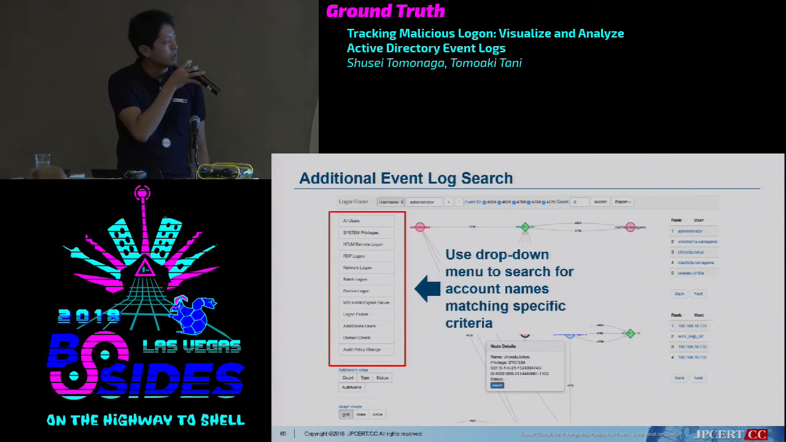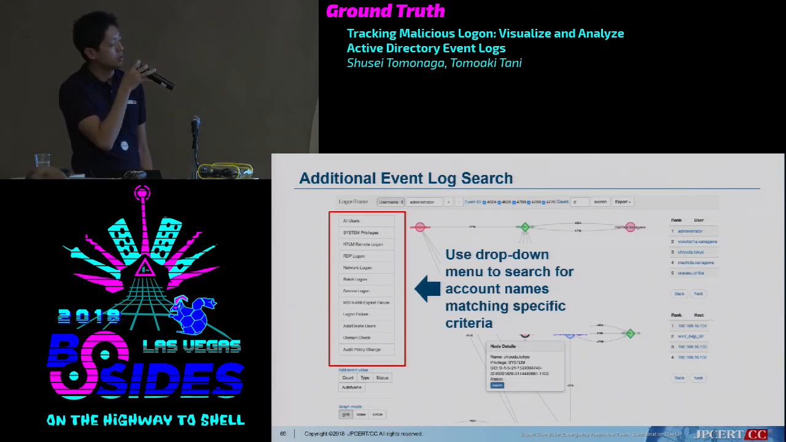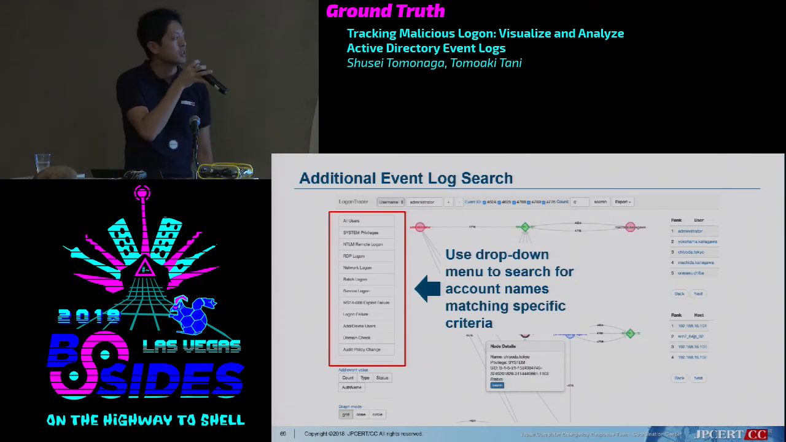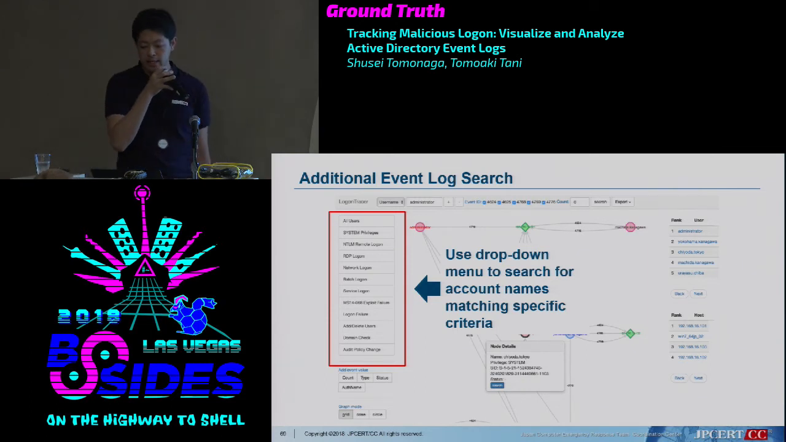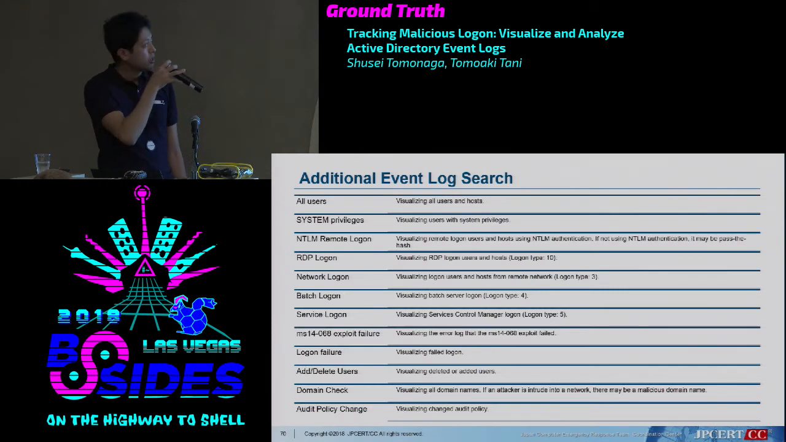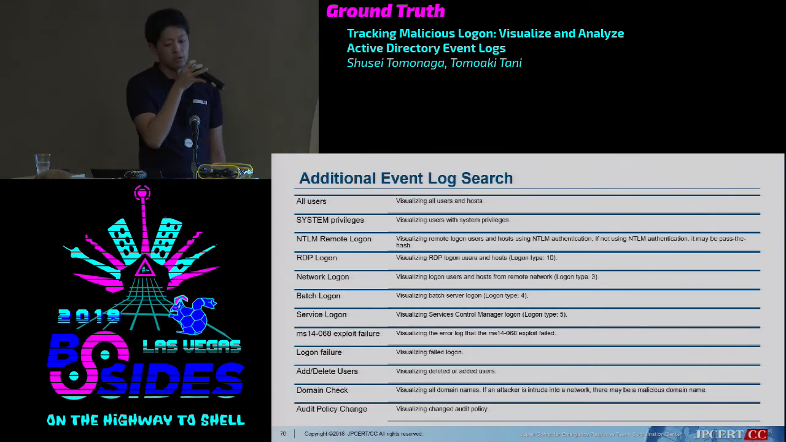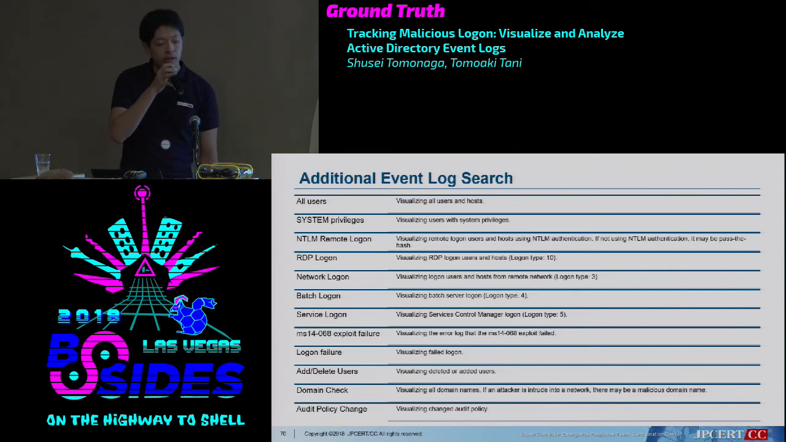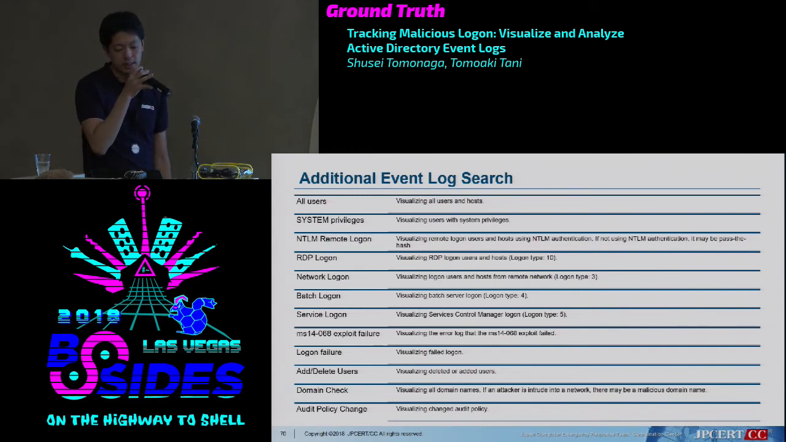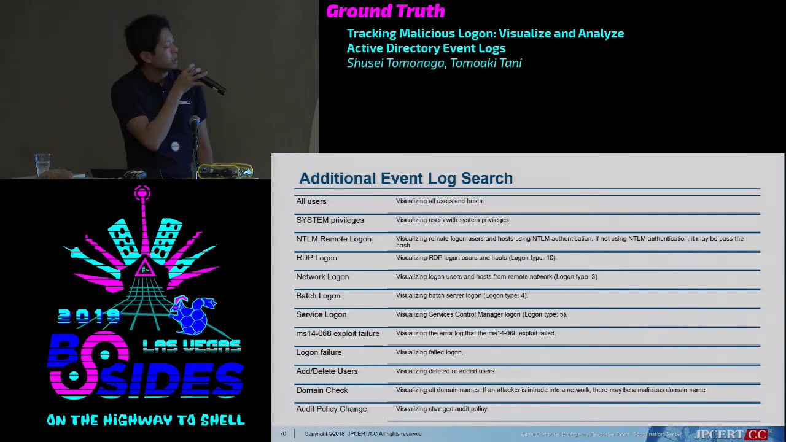And the left side is the additional event log search, like presets for search conditions. You can use a drop-down menu to search account names matching specific criteria. And here's a list of the additional event log searches. These searches are very important when you investigate Active Directory logs. In real cases, I really do these investigations in SOC and DFIR.